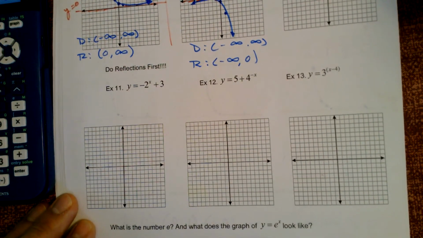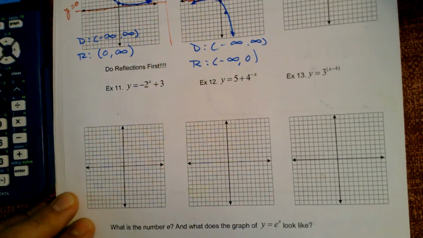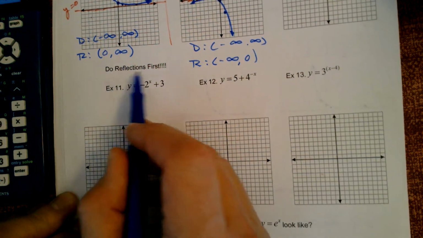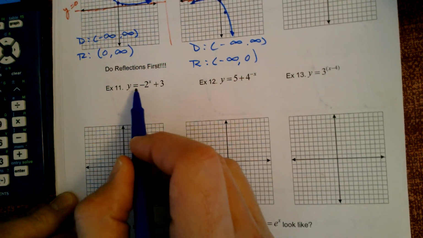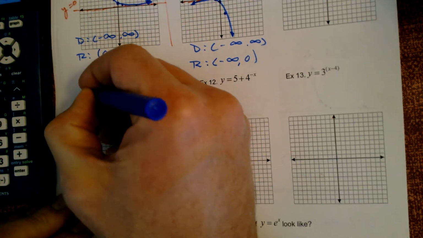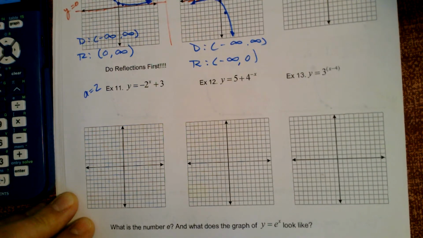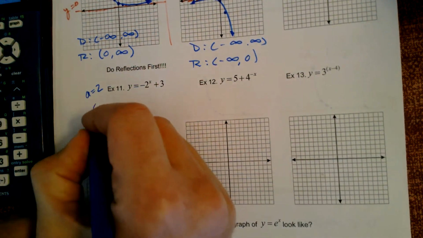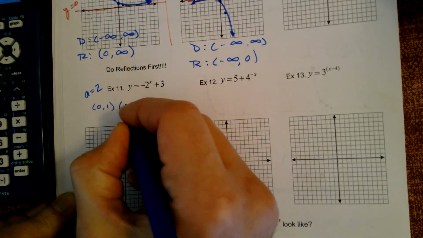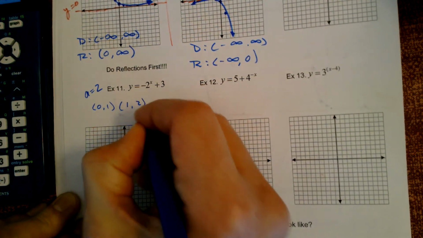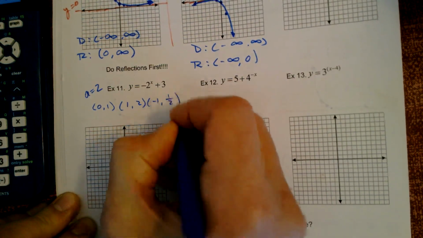Just do number 11 before we get out of here, and then I'll make an embarrassment of myself and my kids.